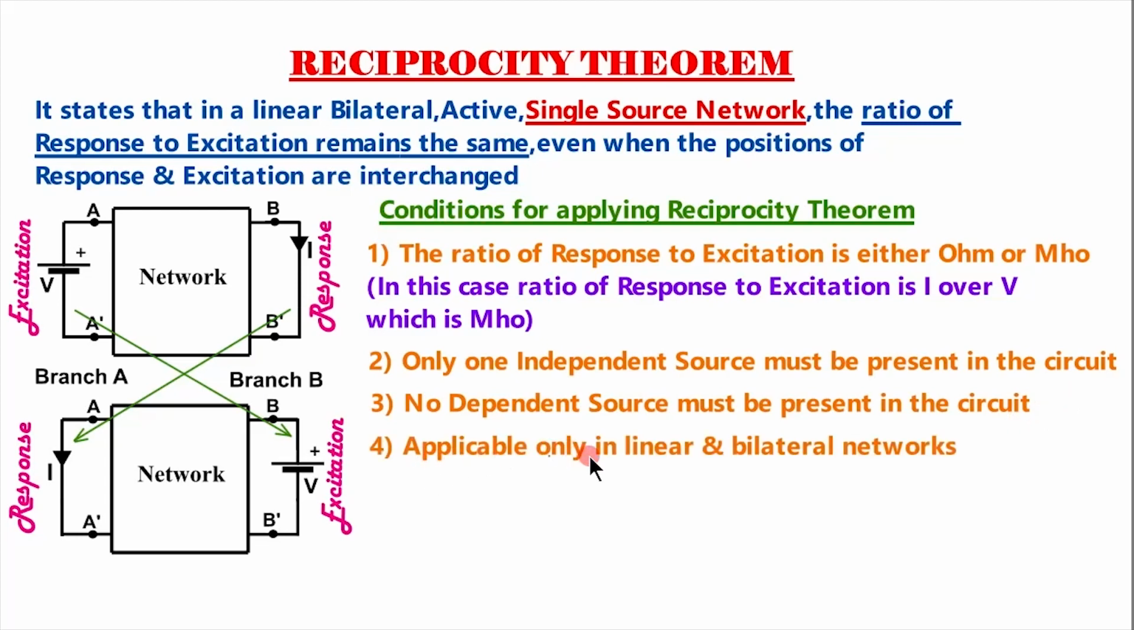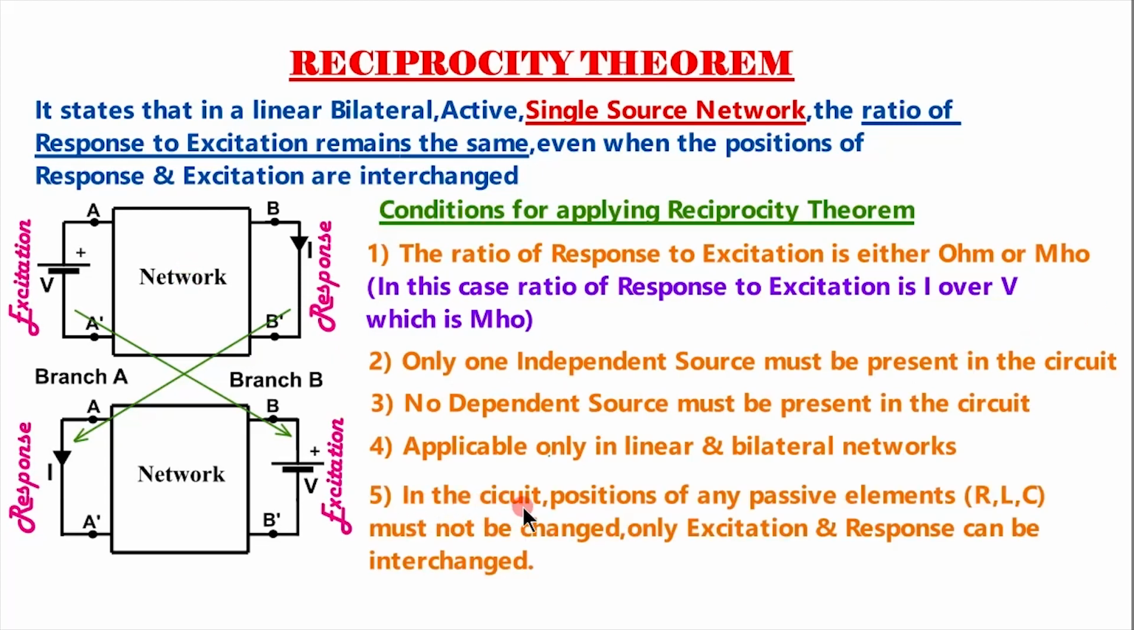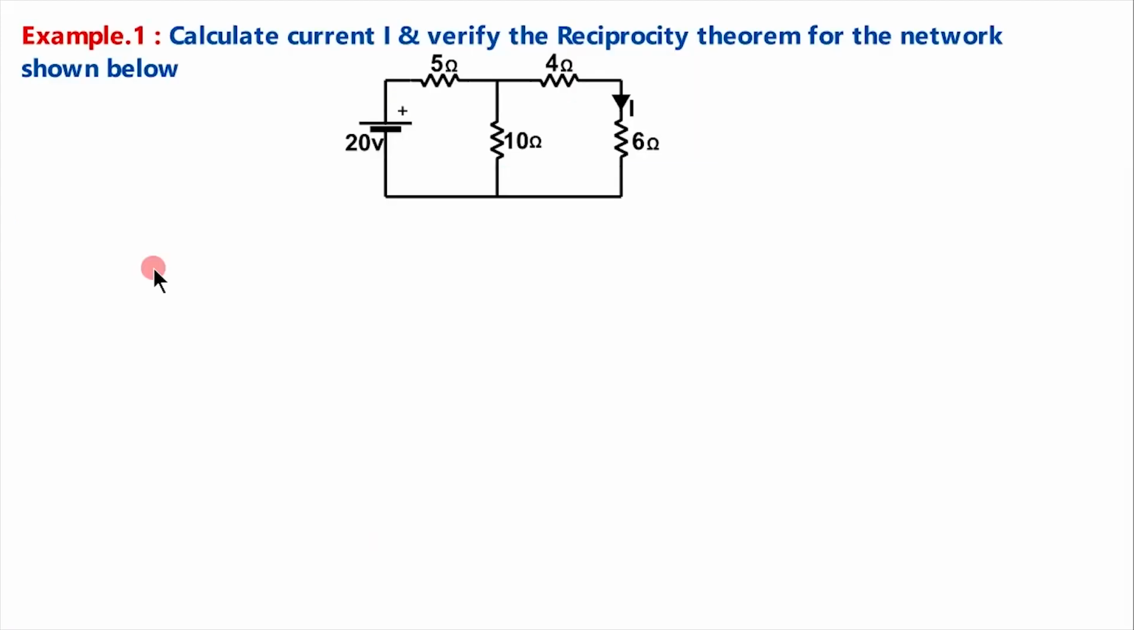Next, this is applicable only in linear and bilateral networks. Be careful, we are changing only the excitation and response. We are not changing the positions of the components inside this network. That is, in the circuit, positions of any passive elements R, L, C must not be changed, only excitation and response can be interchanged. Now we will see some examples.